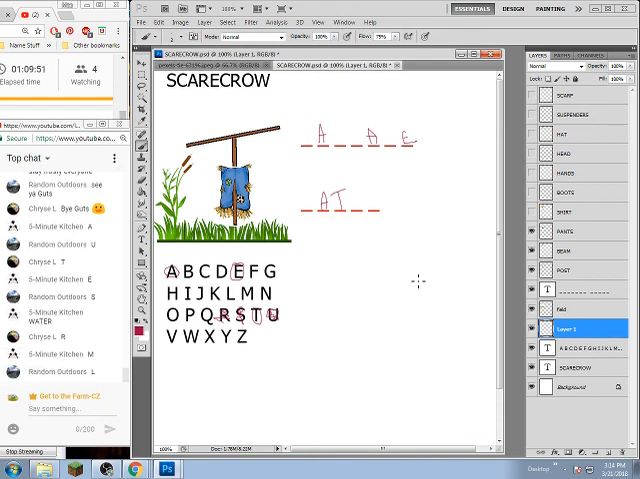5 Minute Kitchen is guessing an M and Random is guessing an L. Okay, let's hold there. There are no M's or L's. That was easy enough. An M and an L. There we go. That would be Chris's turn again.